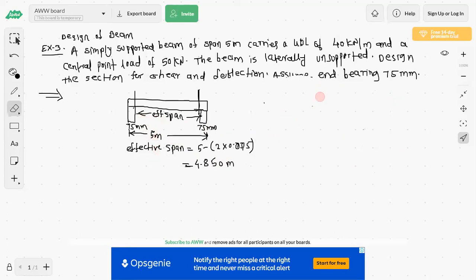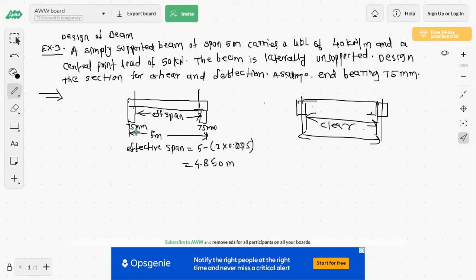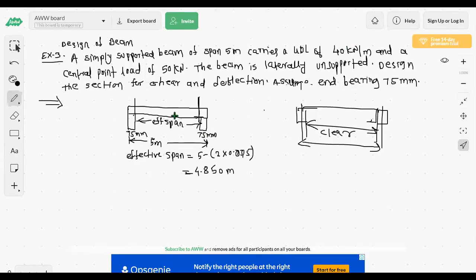And if the wall thickness is given and clear span is given, then in that case half of this wall thickness and half of this wall thickness added to the clear span is your effective span. And here the total span is given and end bearings are given, so those end bearings we have to deduct in this case.